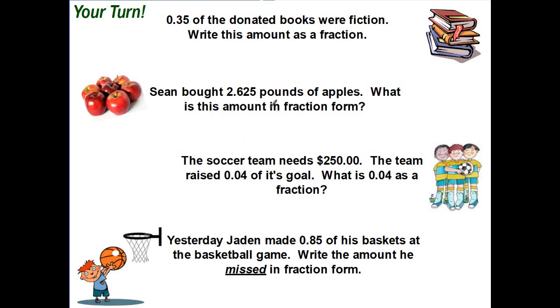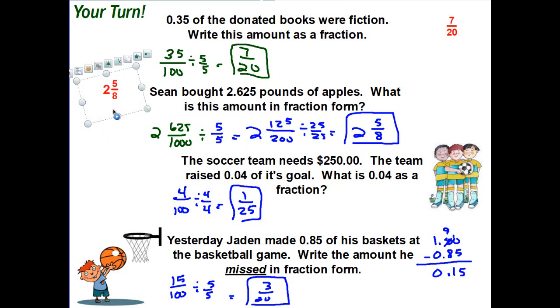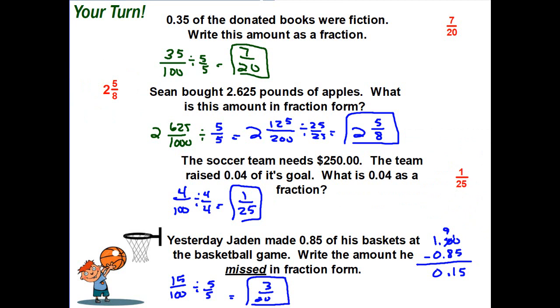Okay, it's your turn. We have 4 situations here. They're asking you to go from decimals to fractions. So go ahead and pause the video, complete these 4 problems. Once you have your answers, come back and check. Okay, let's see how you did. Number 1, 35 hundredths. Simplified is 7/20ths. The second one, 2 and 625 thousandths. Simplified is going to give you 2 and 5/8. 4 hundredths simplifies to 1/25.